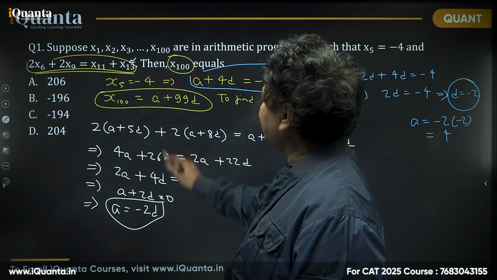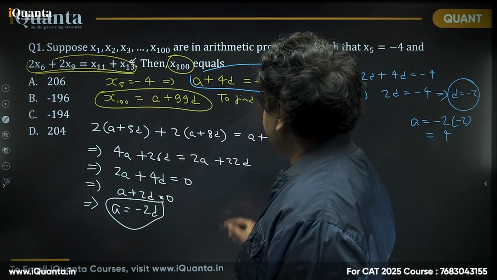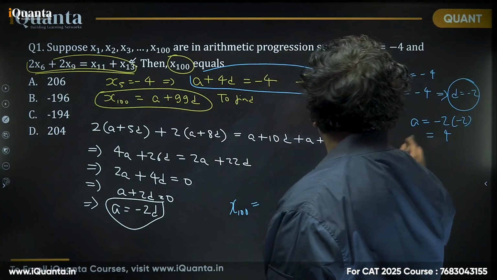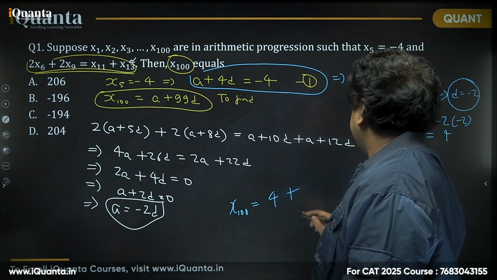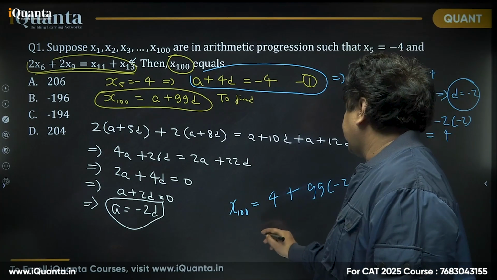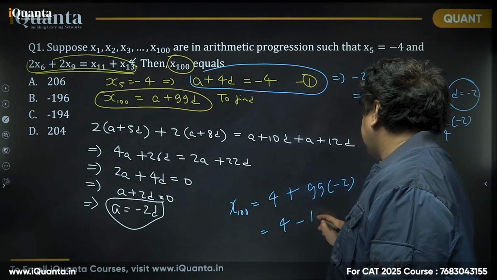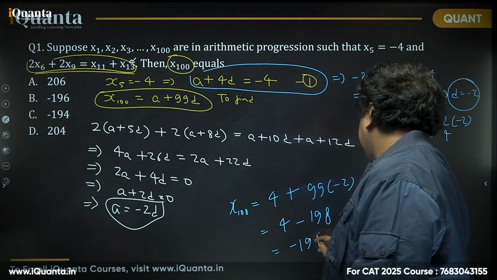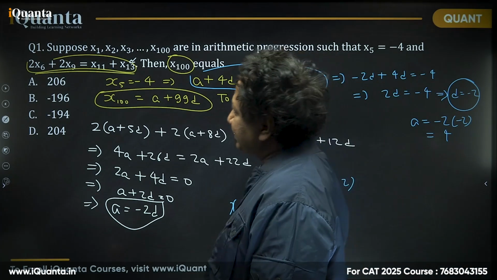Let's put the values over here to get the correct answer. So x100 is a, that is 4, plus 99 times d, that is 99 times minus 2. So this will be 4 minus 198, which gives us minus 194 as the correct answer. Do we have that option? Yes, we do have that option.